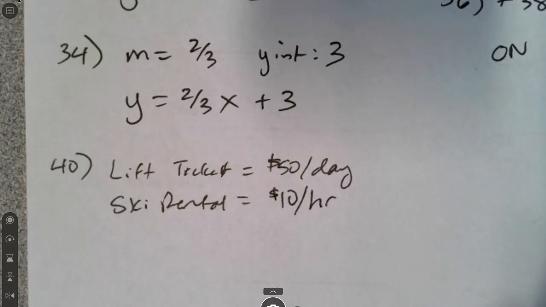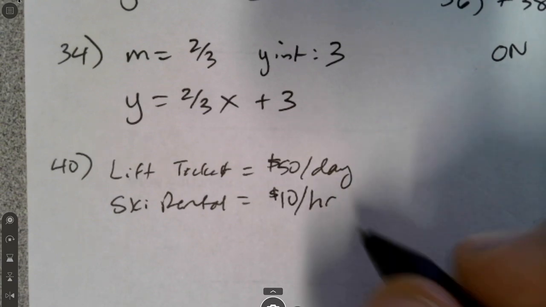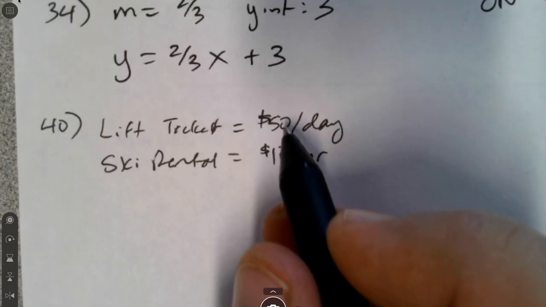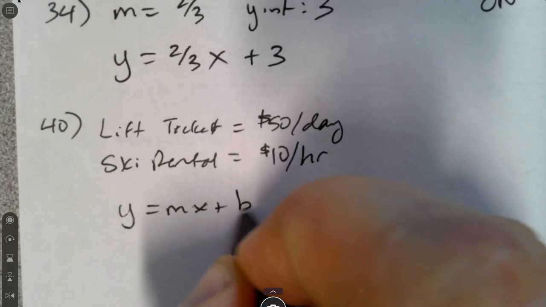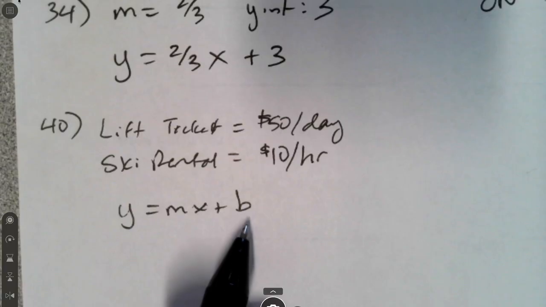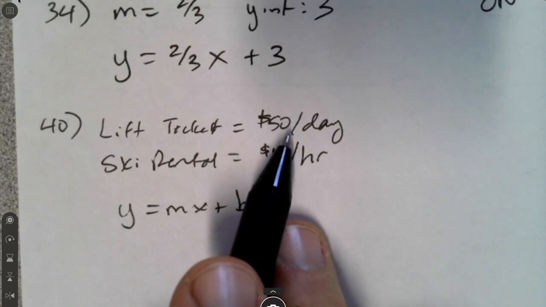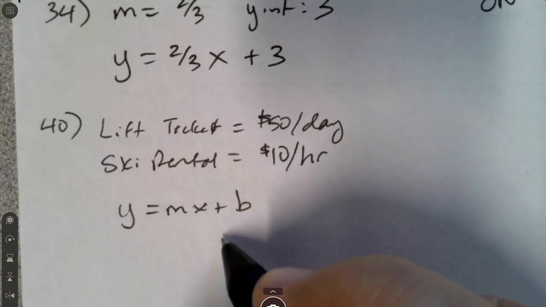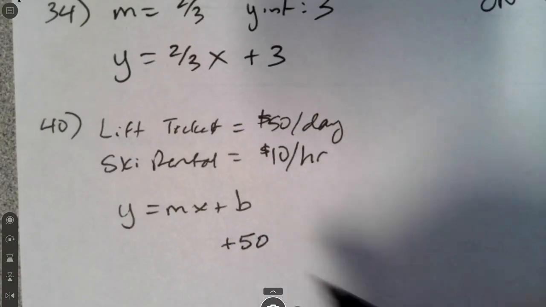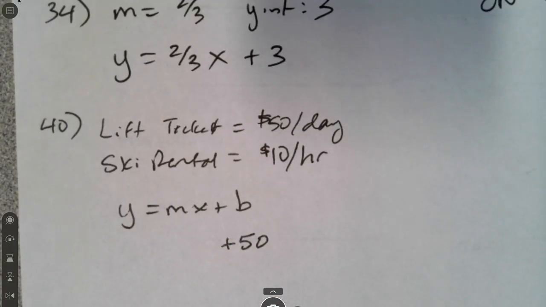If you look, the problem says skiing for H hours with 1 lift ticket. So we're only going to buy 1 lift ticket. So that's a constant amount. So we're using the y equals mx plus b. So the b, the y-intercept, is always how much you start with. It's whatever is constant and not changing. That's the lift ticket. We're just going for 1 day. So that's $50, period. That doesn't change. So that's what we put in for the y-intercept.